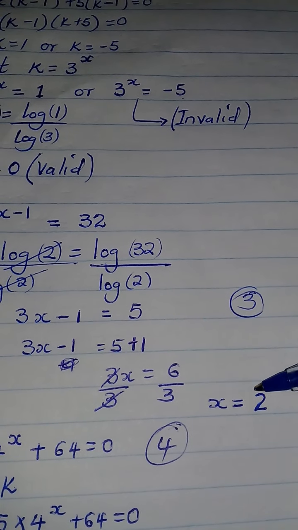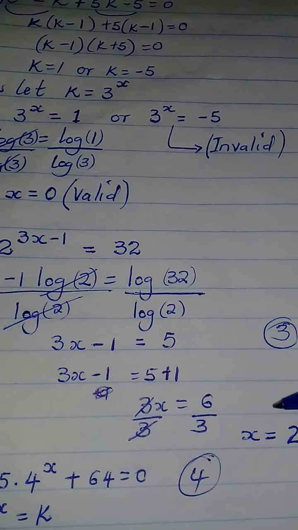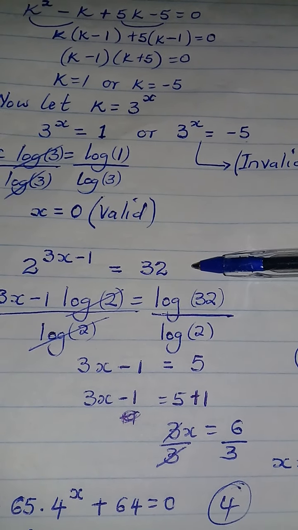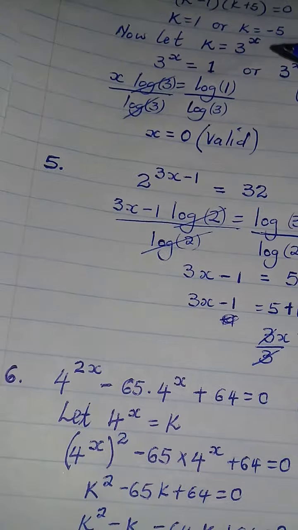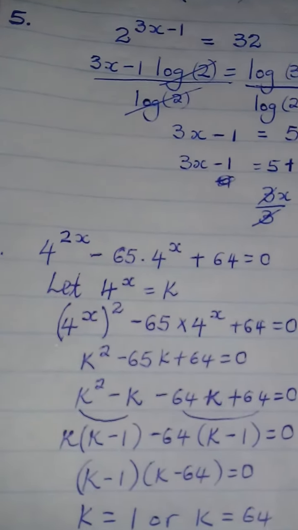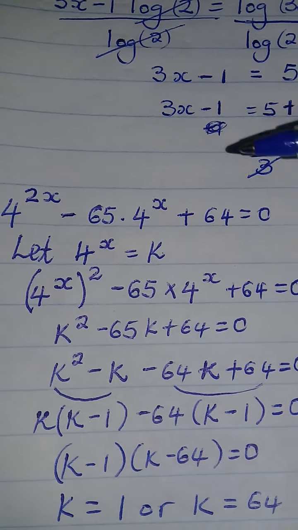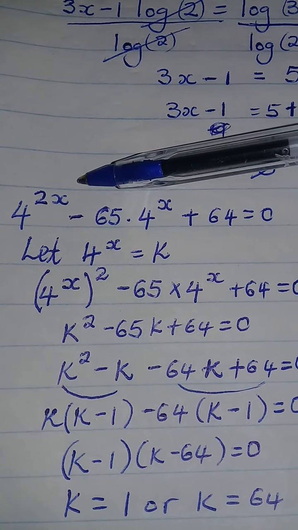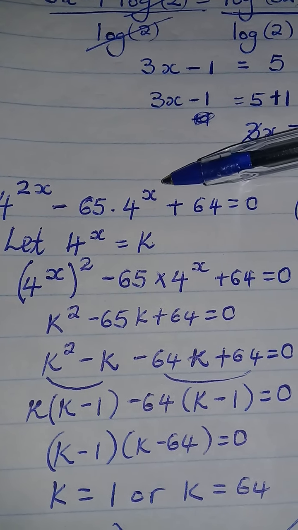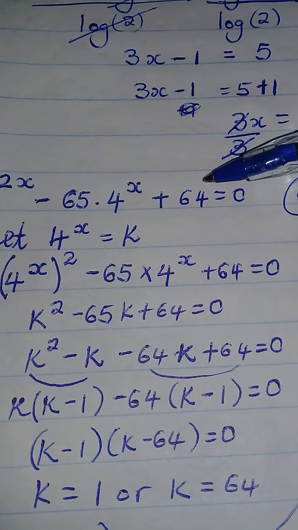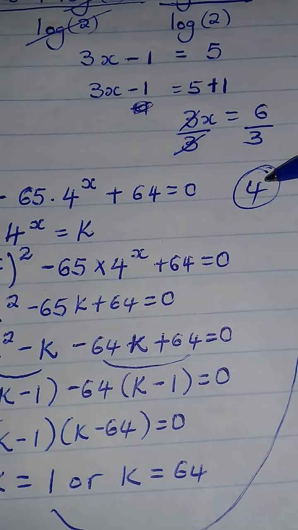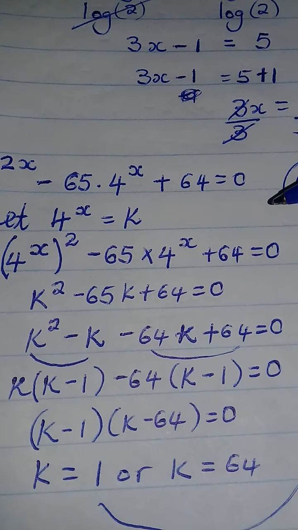So after that, try to take this value here where you have x and try to see if this gives you 32. Going to the last example, which is 4 marks, number 6. It is 4 to the power 2x minus 65 times 4 to the power x plus 64 is equal to 0, which is 4 marks. How are you going to solve this one?